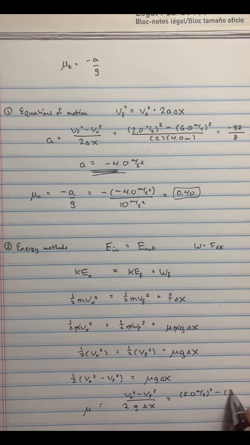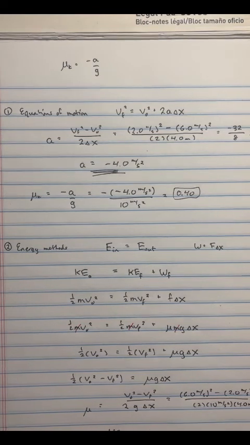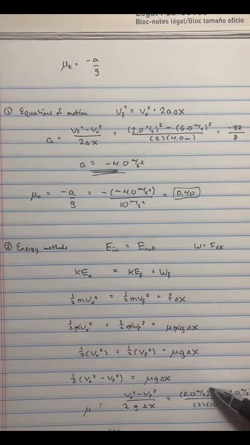Vf is 2. Like that. Then we have a 2 times 10. And delta x, if you remember, was 4. Okay, if we look carefully, we have meters squared per second squared on top with meters squared per second squared at the bottom, so there will be no units, so that's good.